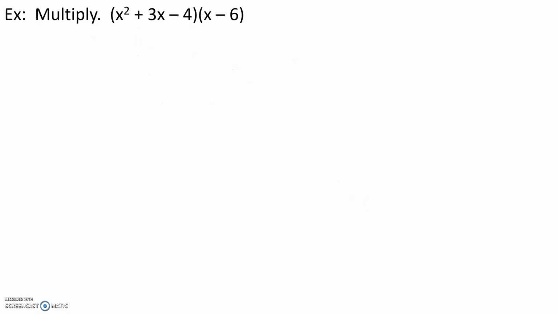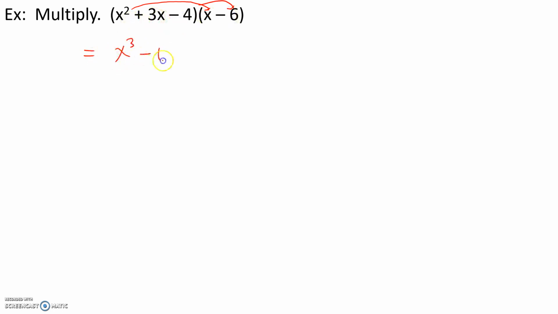Next example, let's multiply x squared plus 3x minus 4 times the quantity x minus 6. So each term of the first polynomial will multiply to each term of the second polynomial, starting with the x squared. X squared times x is x to the third power.